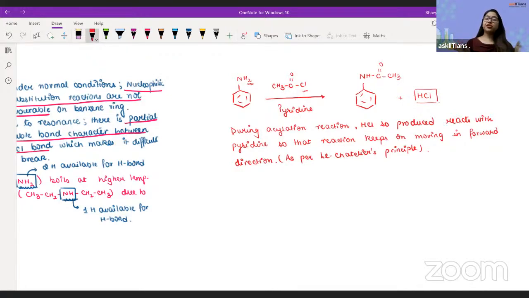All right, so this reaction is happening in the presence of pyridine specifically so that the HCl so produced, which is an acid, reacts with pyridine, which is a base, and the reaction proceeds in the forward direction. Because in Le Chatelier's principle, we know that if one of the products is consumed, then the reaction keeps on proceeding in the forward direction. The important keyword is that HCl reacts with pyridine. Technically, Le Chatelier's principle is also a very important keyword.